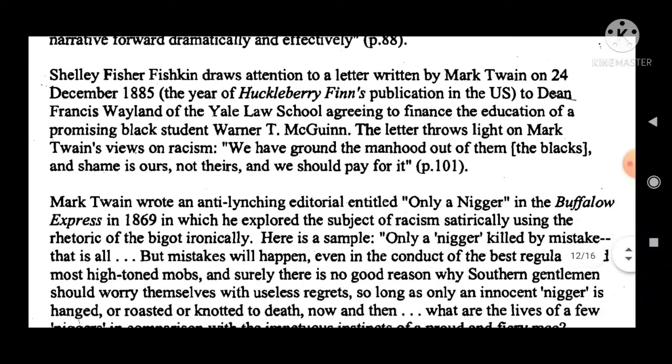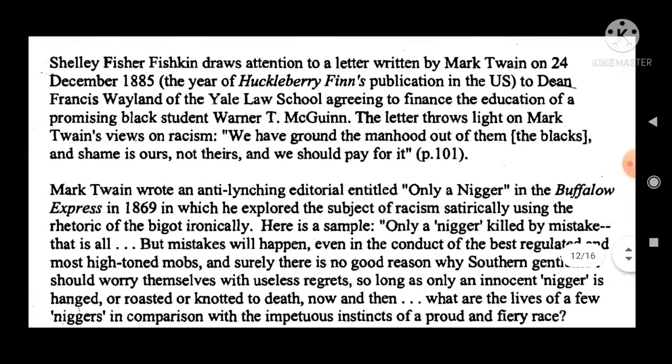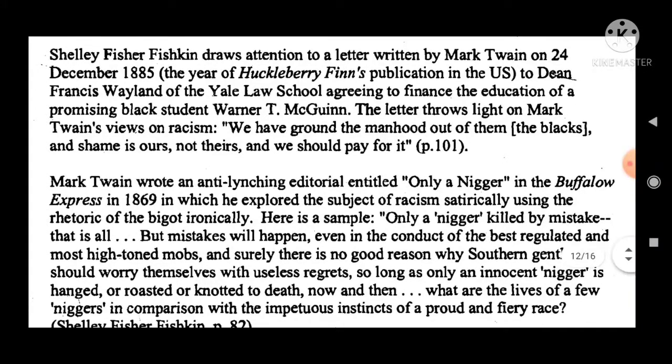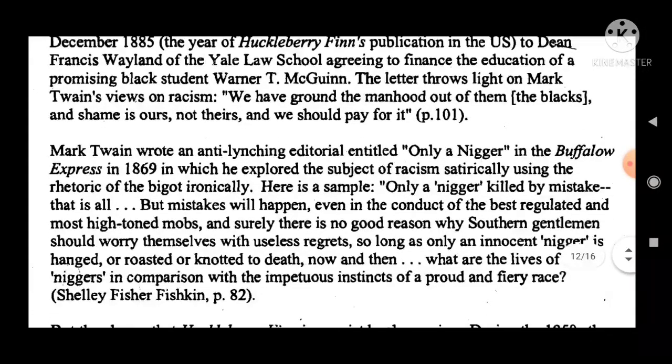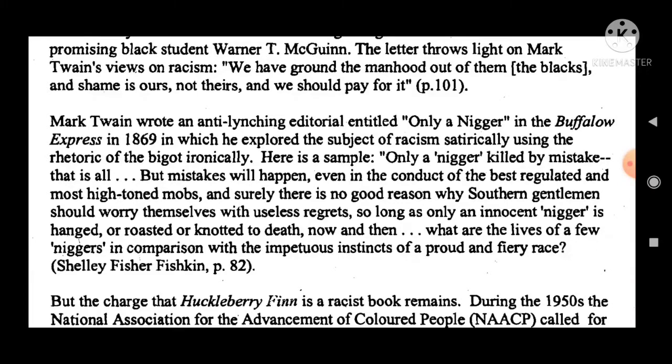Shelley Fisher Fishkin draws attention to a letter written by Mark Twain on 24 December 1885, the year of Huckleberry Finn's publication in the US, to Dean Francis Wayland of the Yale Law School, agreeing to finance the education of a promising black student, Warner T. McGuinn. The letter throws light on Mark Twain's view on racism. "We have ground the manhood out of them, the blacks, and the shame is ours, not theirs, and we should pray for it."